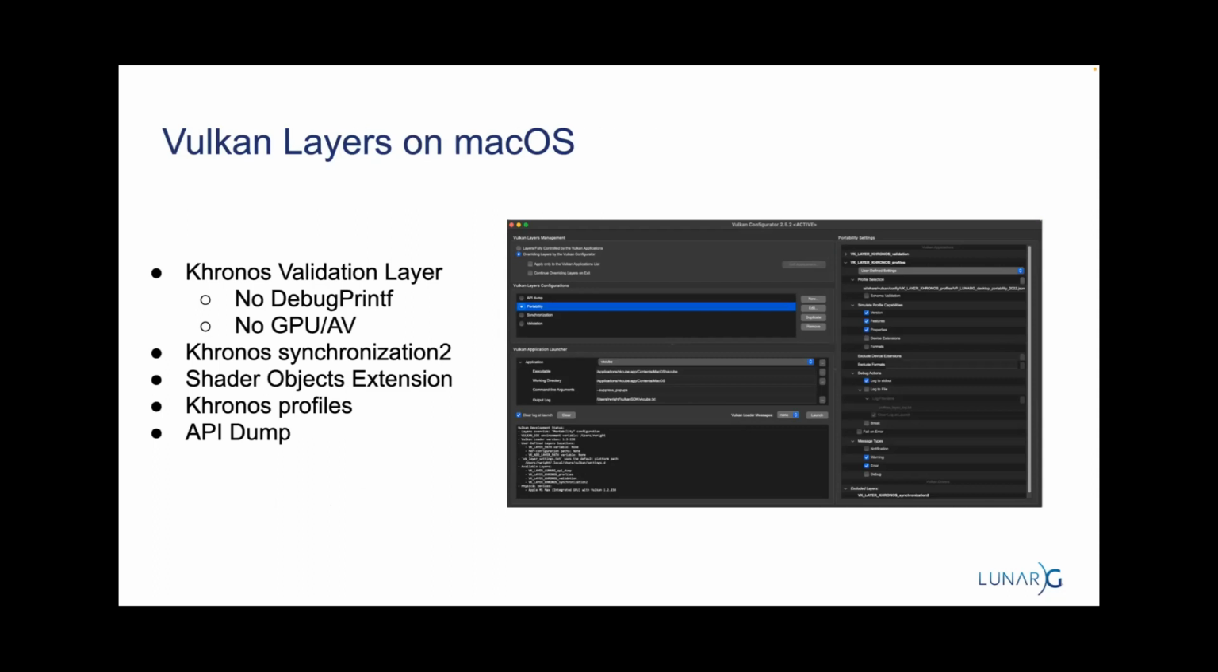We also have synchronization 2, which is an emulation layer. It basically provides this support, even though Metal doesn't. I should say, even though it's not implemented in MoltenVK, whether it's Metal's fault or somebody else's, I don't know. But that feature can be emulated there in that layer. Shader objects, a brand new extension gaining some popularity, is also emulated. We also support the Khronos profiles and API dump if you want to make use of that in your development time.